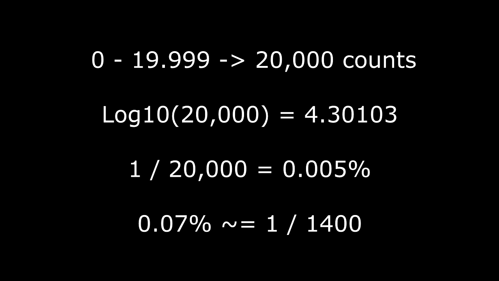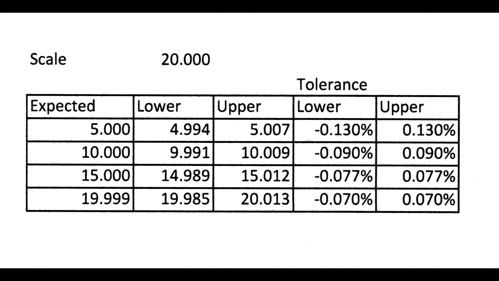The ability to display up to 20,000 counts yields a precision of 1 part in 20,000, or 0.005%. However, the rated DC accuracy of the DM504A is 0.07%, or about 1 part in 1,400. The stated accuracy of the 20-volt range is 0.05% of reading plus 0.02% of full scale. Expected and actual values for several voltages in that range are shown here.